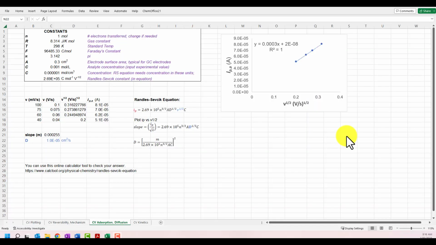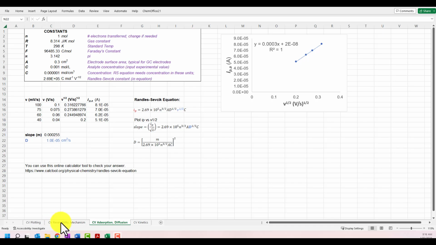Okay, this is the third video in the CV, or cyclic voltammetry, analysis series for the inorganic class. All of these videos relate to using and interpreting this template spreadsheet, where each tab refers to a different type of analysis. In the first video, I walked you through how to plot a CV and interpret it. That's this first tab down here.